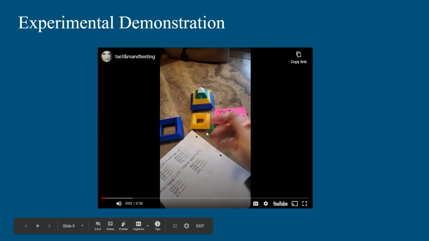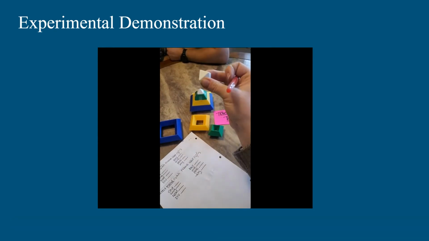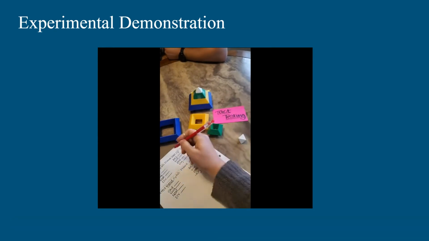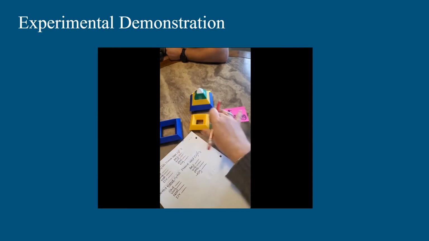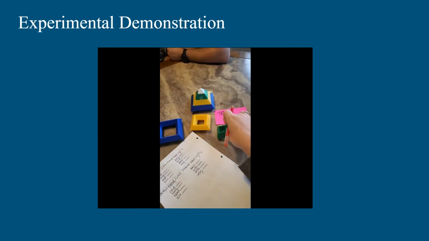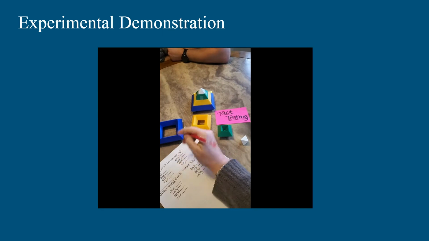First, we're going to replicate TAC testing. What is this? That is Daz. What is this? That is Rick. What is this? That is Tess.